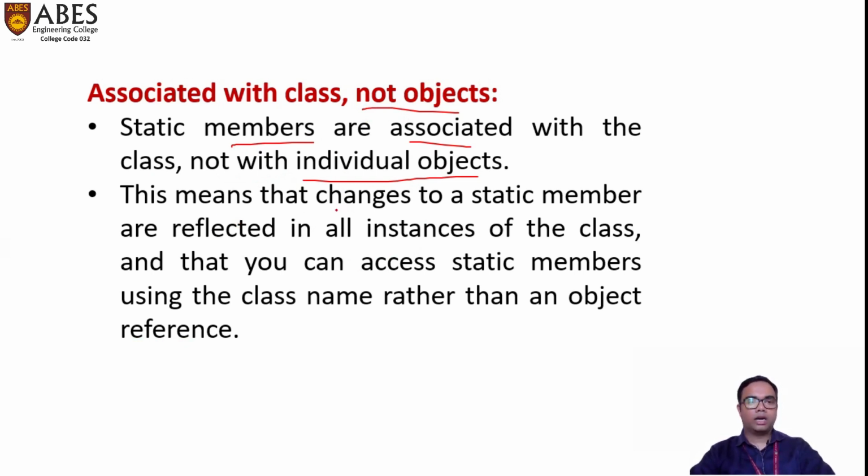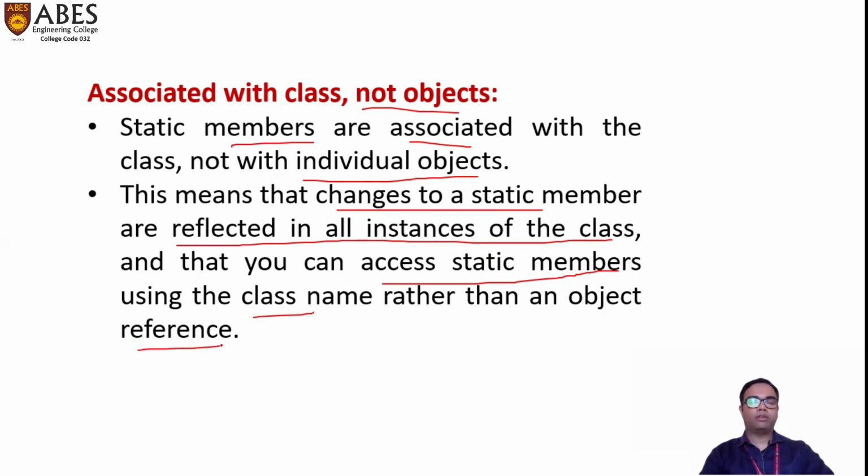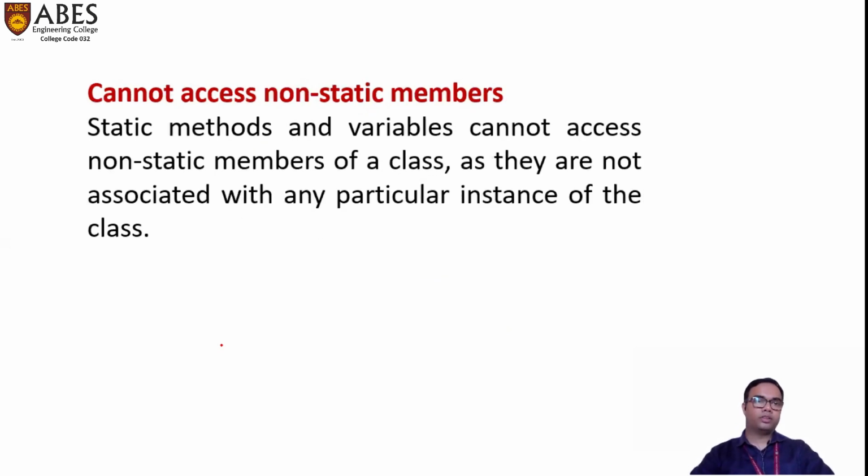That means the changes to a static member are reflected in all the instances of the class, and you can access the static member using the class name rather than an object. We have already seen that the ID value we changed in the previous object is reflected in the next new object we create. You cannot access non-static members: when you have static methods and variables, you cannot access non-static members of a class, as they are not associated with any particular instance.